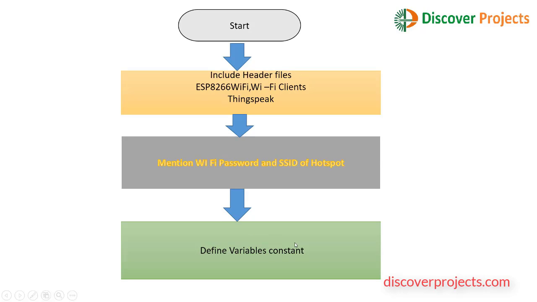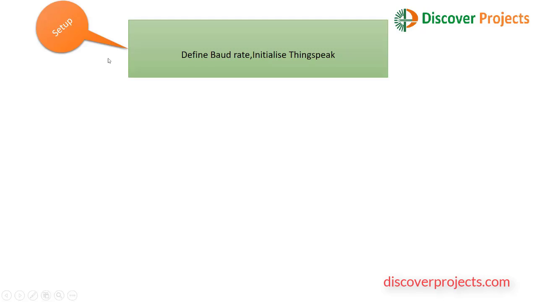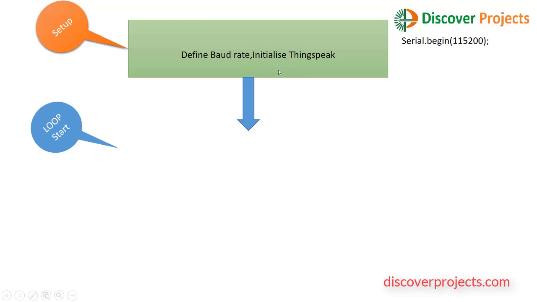Now you are supposed to define the variables and constants, which I will show you in the program. Setup. Here you have to define the baud rate, the signaling speed from Arduino to the Wi-Fi module to ThingSpeak. The general baud rate for ESP8266 is 115200. Then you have to initialize ThingSpeak like this. This is the baud rate, 115200.